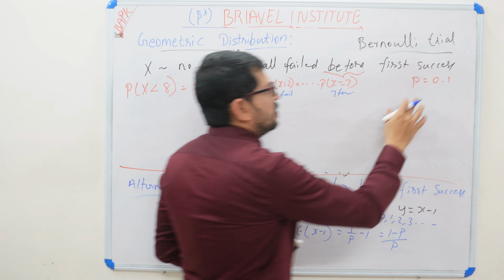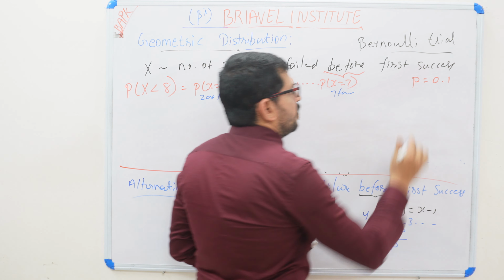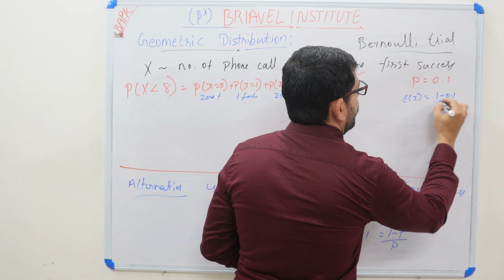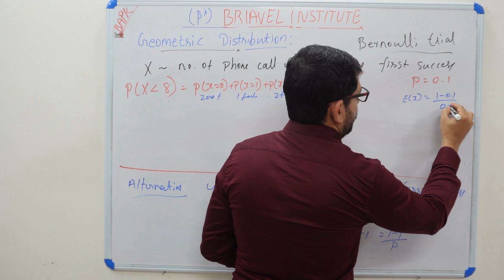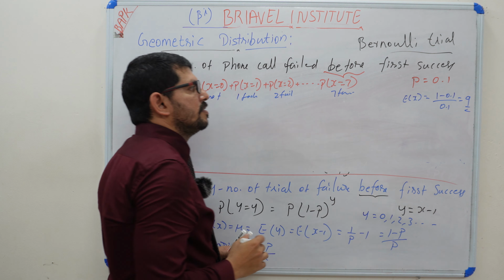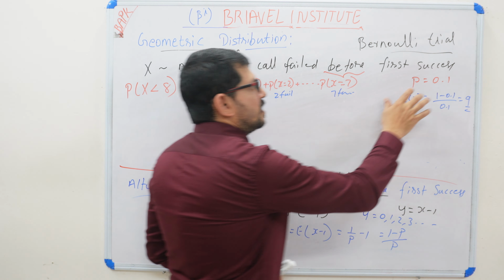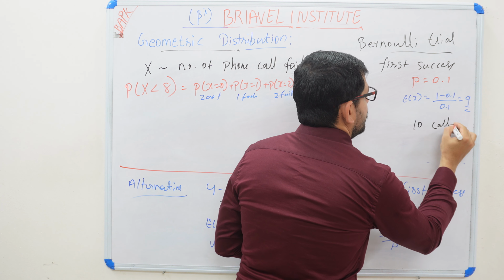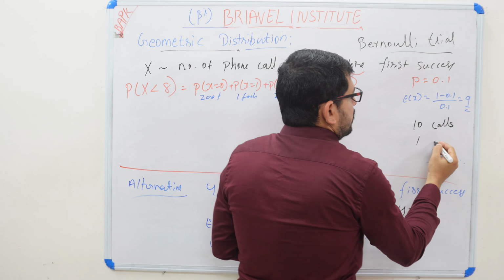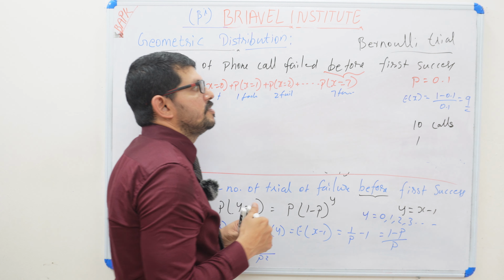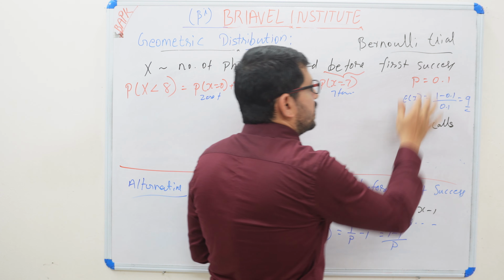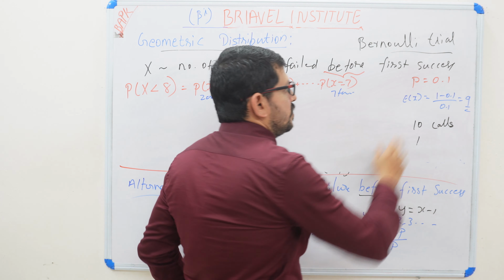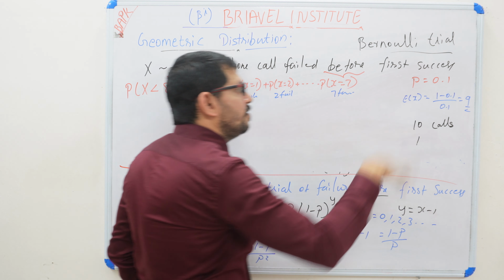Here success is equal to P is equal to 0.1. What will be the expectation of X? In the second case it is 1 minus P, 1 minus 0.1, divided by P, 0.1. So 9 calls will fail. P is equal to 0.1 means if you are calling 10 times, 1 call may be a success. Maybe if you call 10 times, the 5th time itself is a success, that is different, but 1 call may be a success. So the expectation is that 9 calls will fail.